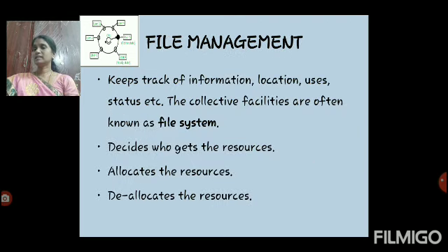That's it. Then the next thing is file management. The collective facilities of the files is known as a file system. With the use of the file system, the OS keeps track of the information, their location, the users who are accessing it, and the status of the files, etc. All these things are monitored by the operating system with the help of the file system. The operating system decides who gets the files, and so on, right?